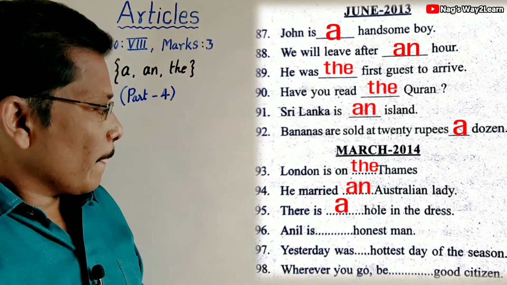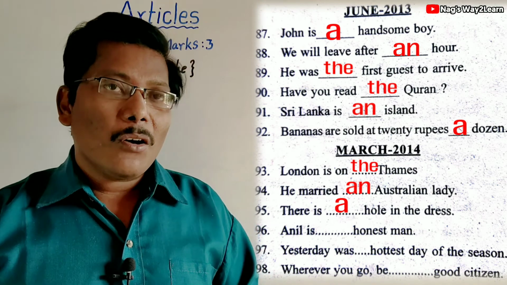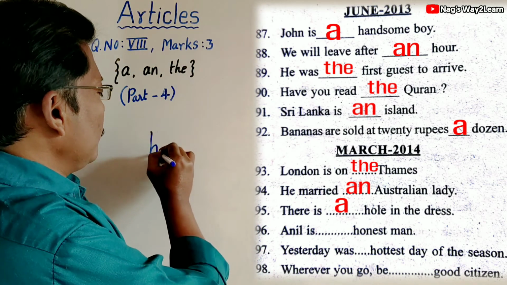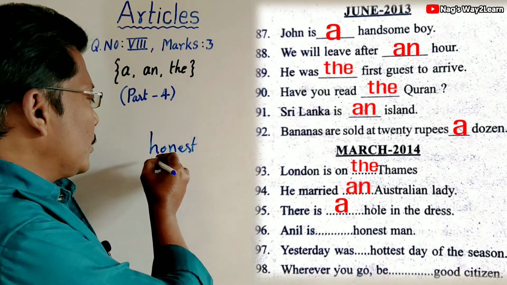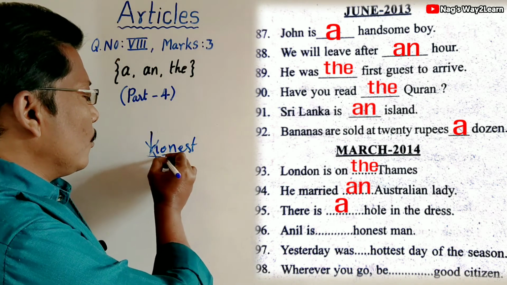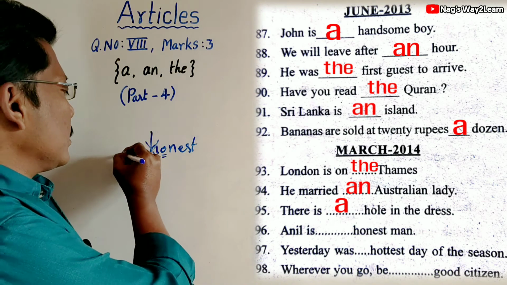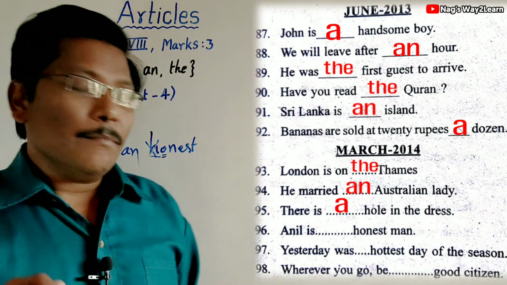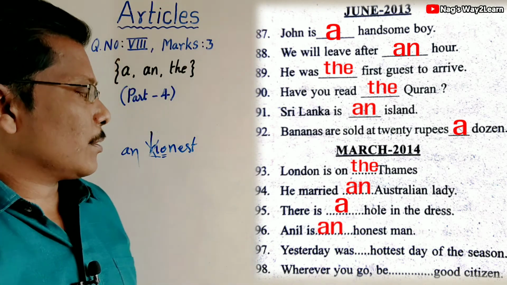Next one is Anil is dash honest man. Here in the word honest, H is silent, we don't pronounce it. So the next letter is O and this is a vowel. So before vowels we use an, and so the answer is Anil is an honest man.